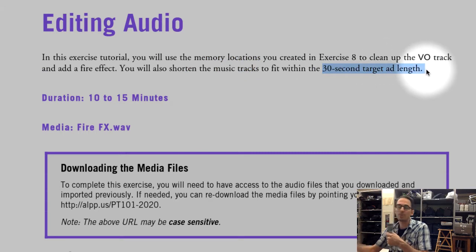And if you have ever watched or listened to a commercial and timed it, they're all, not all, but they have specific time frames. The most common time frame for a commercial is 30 seconds. It can't be 29 seconds. It can't be 31 seconds. It's got to be 30 seconds. So it looks like we need to do some trimming.